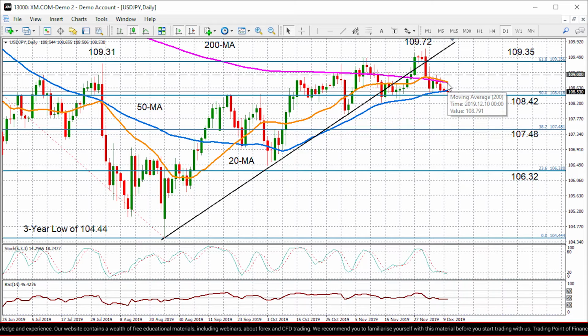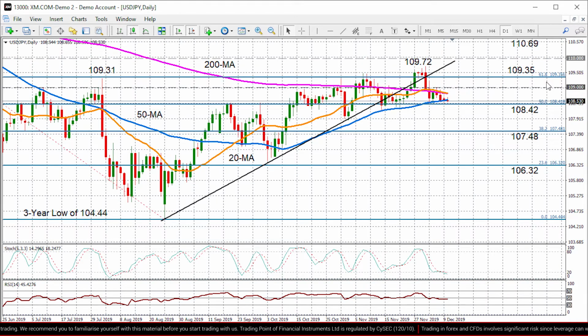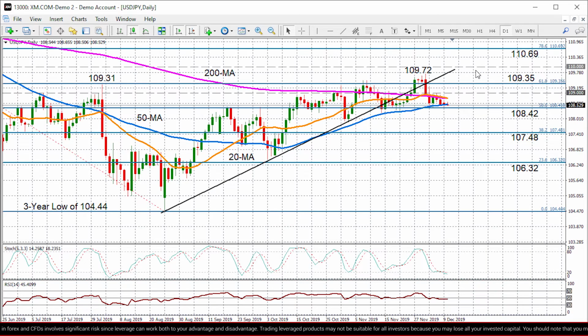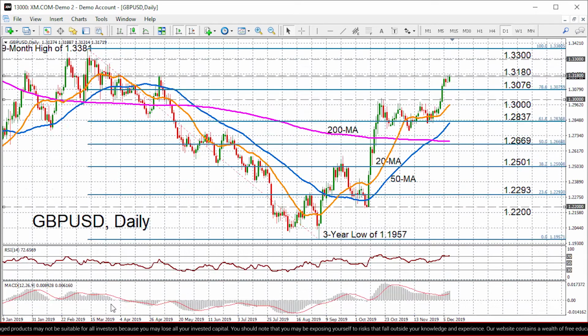We do have immediate resistance coming at 108.80, where the 20 and 200-day moving averages have converged. Slightly above that is the 109 handle, and then further up, another challenge is the 61.8% Fibonacci retracement at 109.35, and then we've got that peak from November at 109.72. If all those hurdles are cleared, we could see prices being able to climb back above the 110 handle and the uptrend line, and then after that the next target would be the 78.6% Fibonacci at 110.69.